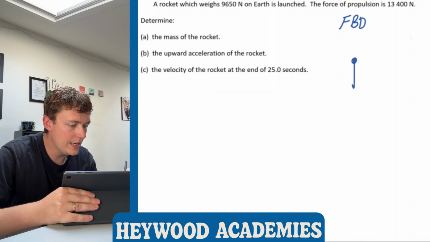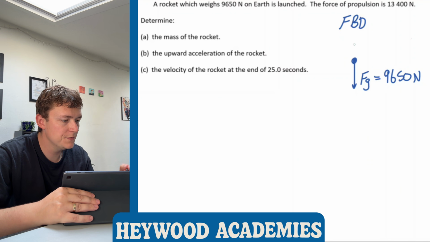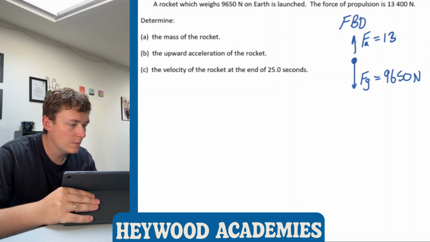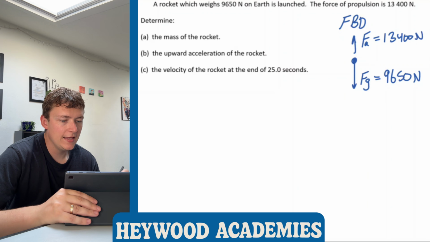We've got the weight of our rocket, so that's our FG. So not the mass, but the weight is 9,650 newtons. Force of propulsion, so that's going to be a force that's going up in this case. So we'll just say that's like an applied force, 13400 newtons. Now we want to figure out the mass of the rocket.